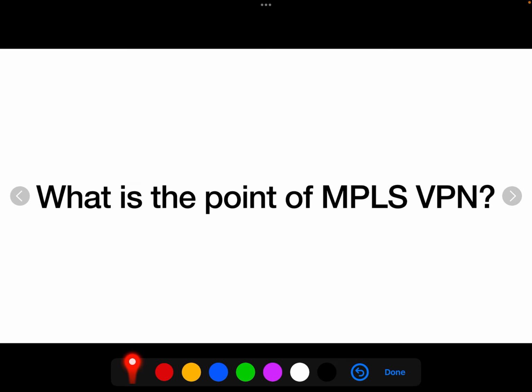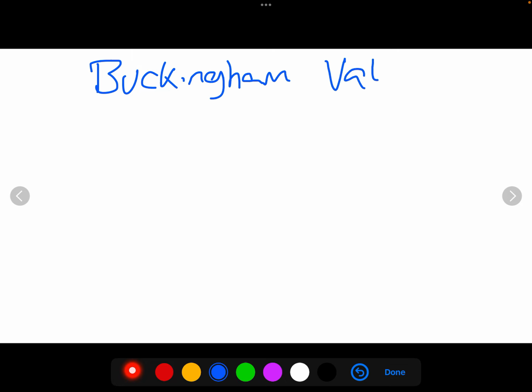But what is actually the point of MPLS VPN? So I'm going to draw this out on the whiteboard. We're going to be using an example in my lesson of a school. In fact, not just one school, four schools. So we've got Buckingham Vale Federation. So this is four schools. These are just fictional schools in the UK.